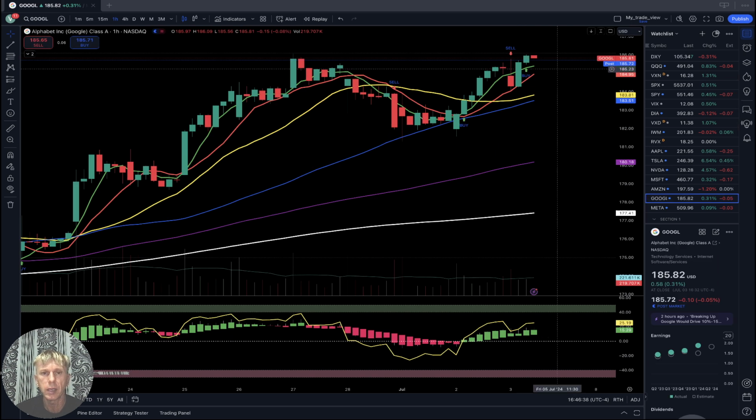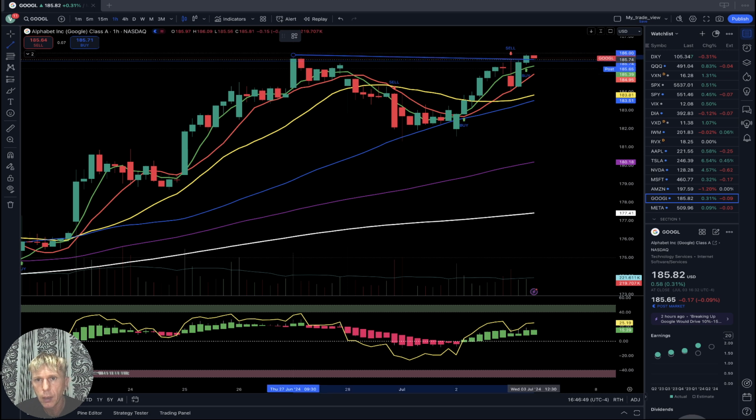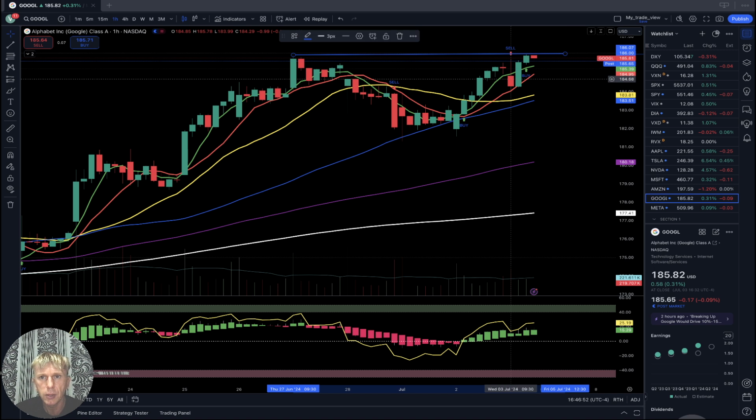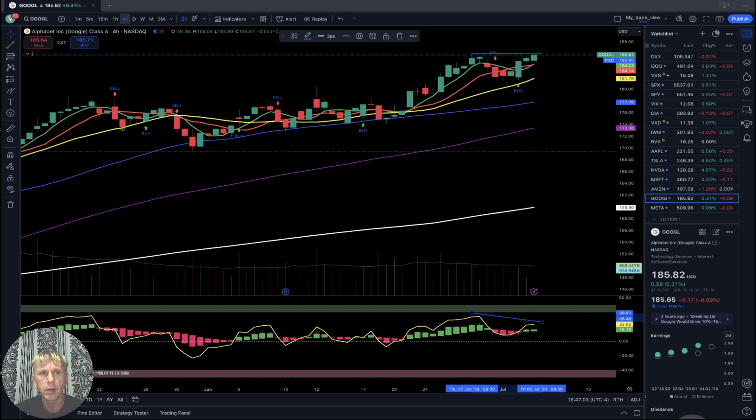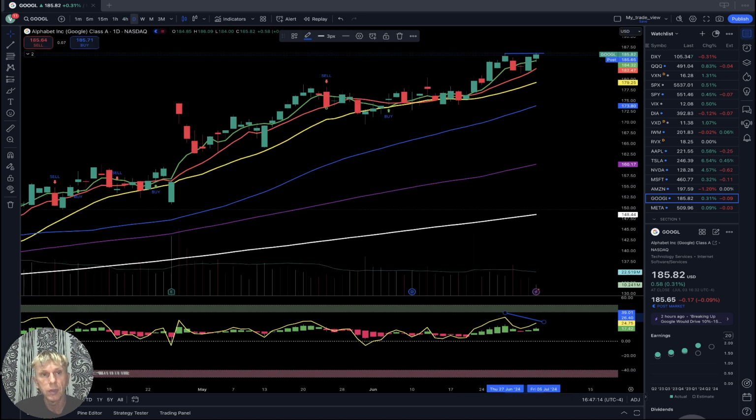Google 1 hour time frame, last bar above all moving averages, bullish trend, same. Let's see what's going on. Yeah, we see price action is bullish and RSI has bearish divergence. Bullish trend with bearish divergences. 4 hours time frame, same story, price action is bullish and bearish divergence on RSI. And daily, last bar above all moving averages, bearish divergence on RSI.